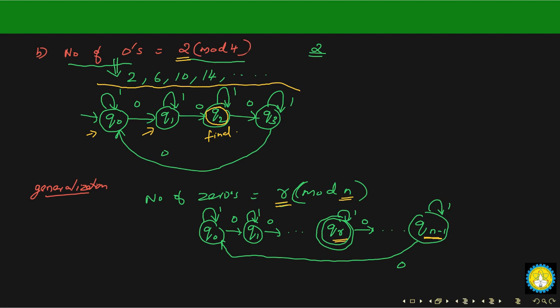So if you want number of zeros to be congruent to R mod n, then you start drawing Q0, Q1, and up to Qn minus 1. And QR is going to be your final state. Actually, there are n states, right? There are n states from Q0 to Qn minus 1. So this is the thing that you have to remember.